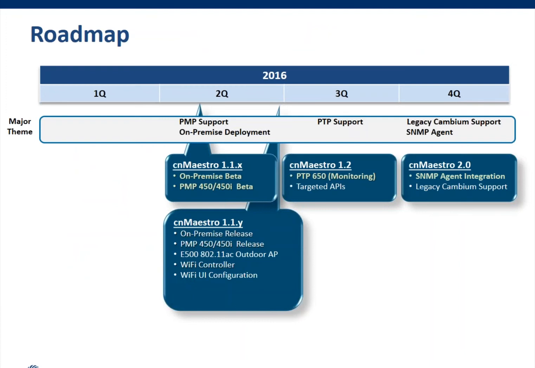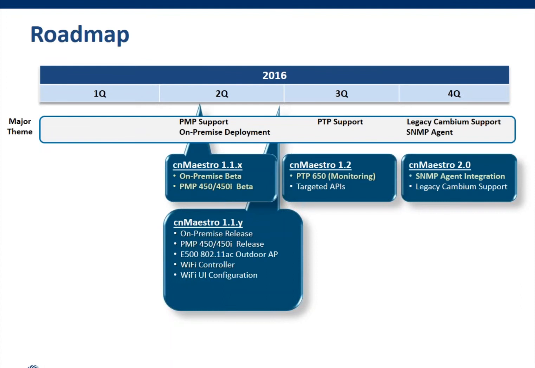As kind of a high-level roadmap, we have the 450 support in Q2. Also, in the May timeframe, I believe, or June, the CM Pilot will release the E500 outdoor AP. And as we talked about, there'll be some Wi-Fi controller features and UI configuration.